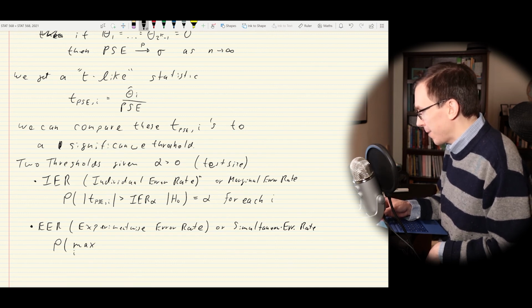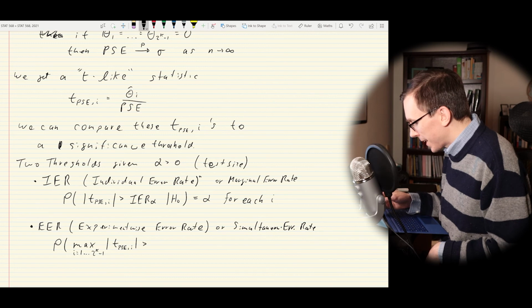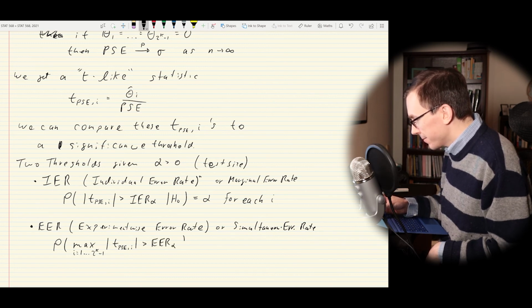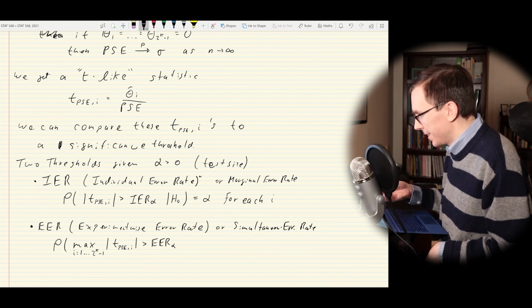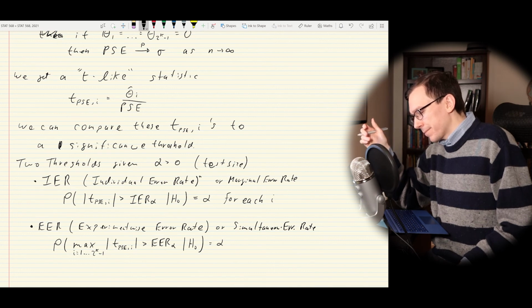And it's picking a threshold for rejection such that the probability, for I from 1 to 2 to the k minus 1, of t PSE I being greater than, there's a little typo there. Actually, this is supposed to be EER. Alpha is conditioned on the null hypothesis for all of them, has to be equal to alpha.